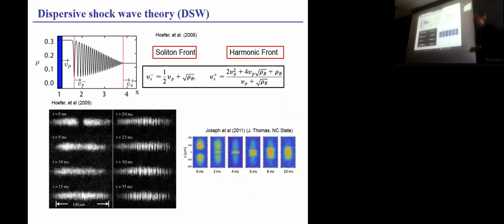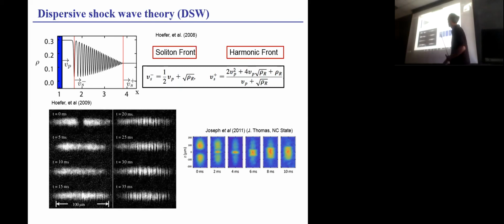So then the question is, what would you expect for this system? First of all, we all know that there is no dissipation in a superfluid, and so we would expect dispersive, not dissipative dynamics. And for dispersive systems, we know there's the existence of dispersive shock waves, or DSWs.